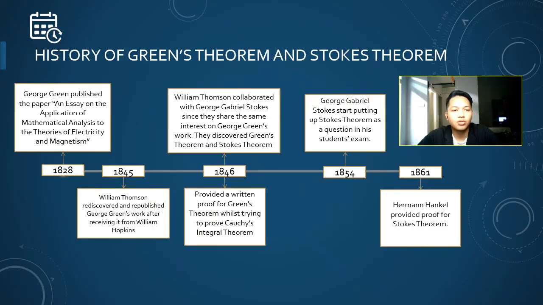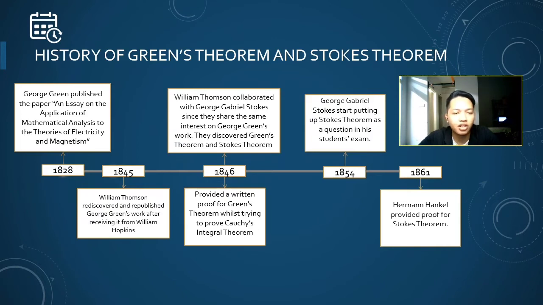So let's represent the history of Green's and Stokes' theorem in a timeline. Starting from 1828, George Green published a paper titled An Essay on the Application of Mathematical Analysis to the Theories of Electricity and Magnetism. The paper was not famous and almost went unnoticed until 1845, when William Thomson discovered the work of George Green and republished it for the public.